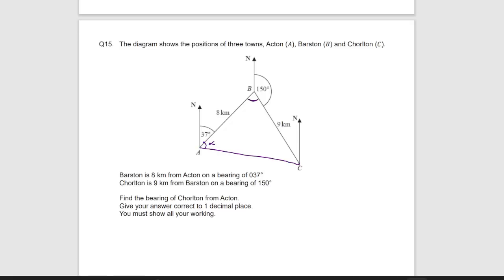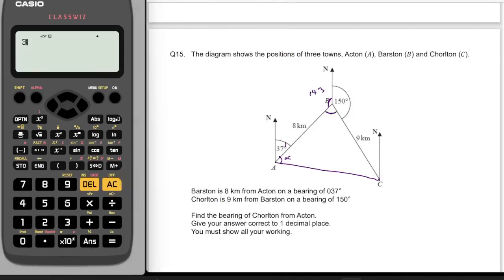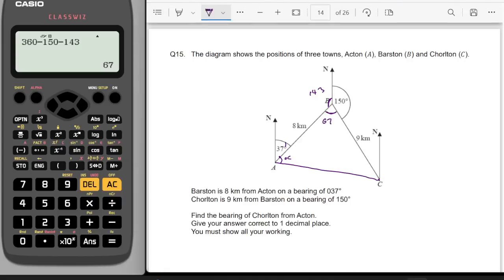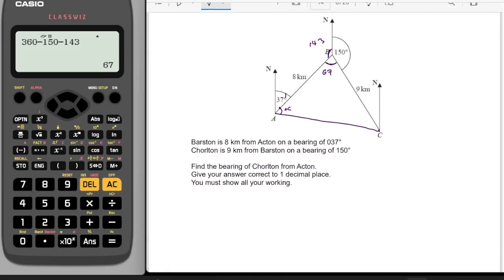So this angle here would be the supplementary angle, so that's going to be 143. So based on that, that internal angle is going to be equal to 360 minus 150 minus 143. I've missed out my minus. So that angle there is going to be 67. Right. And I don't think I can work out any of the other angles just yet, which is frustrating.